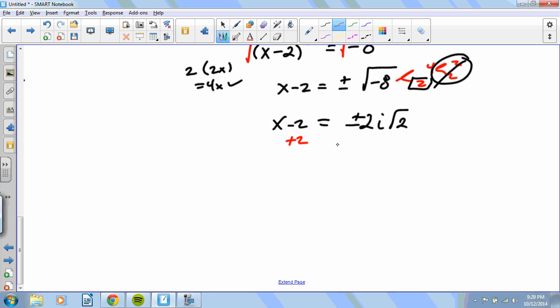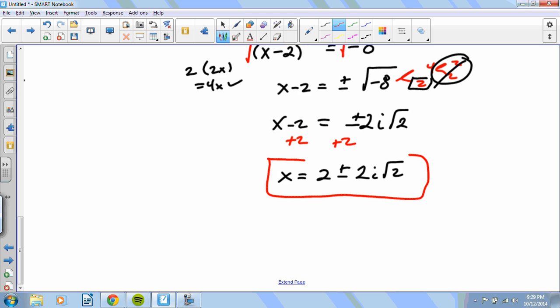So I'm almost there, but I have to take care of this 2 over here. So I add 2 to both sides. So x will equal 2 plus or minus 2i square root of 2. And that's my exact answer. Again, we want the exact answers because they're more accurate than rounding stuff. I have an i in there, so that's going to change it as well.